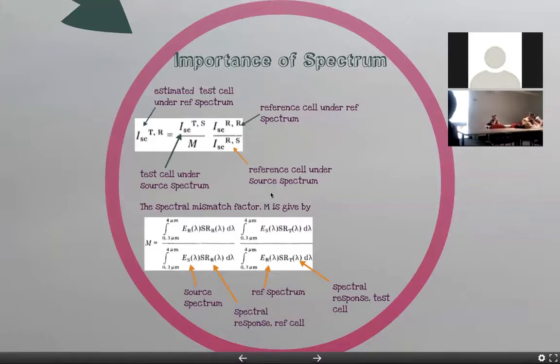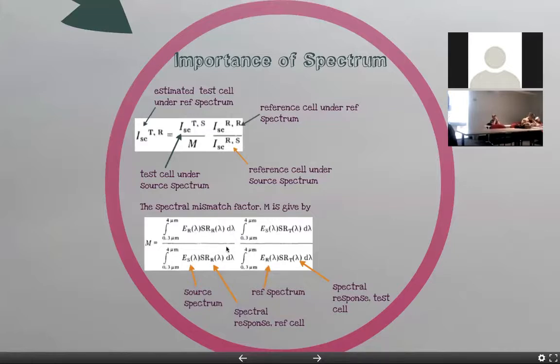Now, what is the spectral mismatch factor? It is essentially a measurement of how different the source spectrum is from the reference spectrum. The way you compute it is you take an integral over all the wavelengths of interest. In this case, you go from UV all the way to the infrared. So this is E_R, the reference spectrum, multiplied by the spectral response of the reference cell. SR is the spectral response, and this small subscript R is the reference cell, and you do this integral. So this integral refers to the current you would expect to obtain from a reference cell with the reference spectrum.